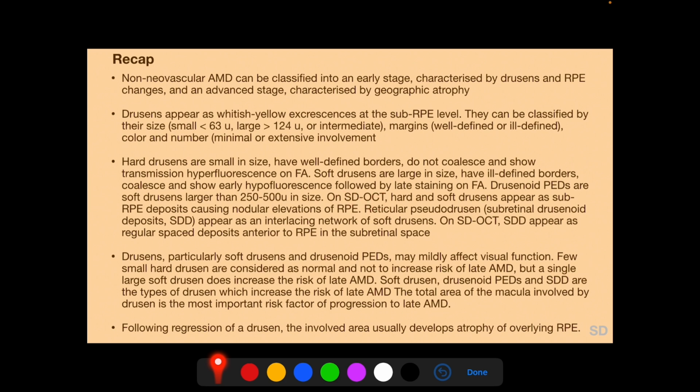On HDOCT, hard and soft Drusen appear as sub-RPE deposits causing nodular elevations of the RPE. Reticulate pseudodrusen or subretinal drusenoid deposits appear as an interlacing network of soft drusen, particularly in the superior macula. On HDOCT, subretinal drusenoid deposits appear as regularly spaced deposits anterior to the retinal pigment epithelium in the subretinal space and not the sub-RPE space.